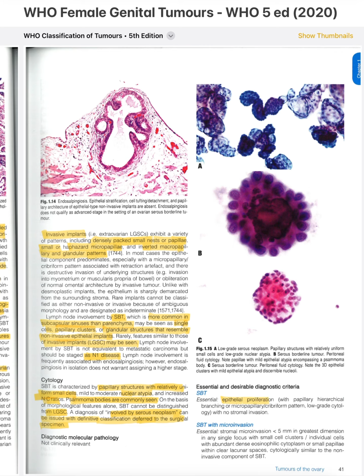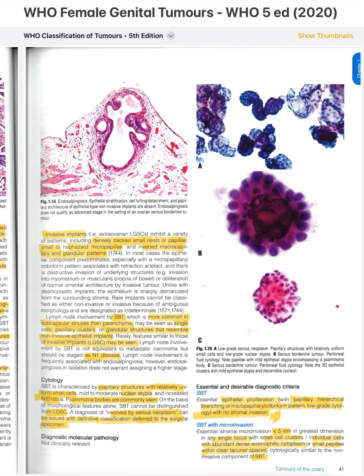If we talk about essential criteria, there should be epithelial proliferation with papillary hierarchical branching or micropapillary cribriform pattern. Low grade cytology with no stromal invasion should be there. We also have serous borderline tumor with micro invasion, where it is less than 5 mm in greatest dimension in any single focus, with small cell clusters or individual cells with abundant dense eosinophilic cytoplasm or small papillae with clear lacunar spaces. Cytologically, it will be similar to the non-invasive component of the serous borderline tumor.